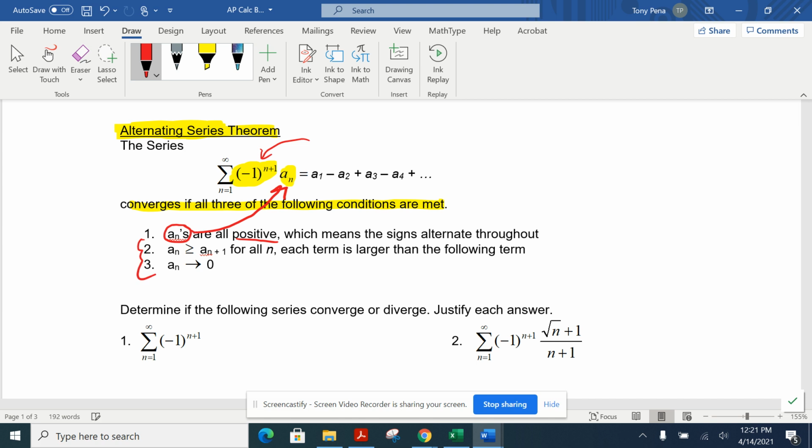Conditions 2 and 3 are pretty much saying the exact same thing. Whatever this term is here has to be greater than or equal to the next term. So if n is a 1, so that's this guy here, and I let n be a 1 here, well, a sub 1 better be greater than a sub 2. It's really a different way of thinking that our a sub n's still must go to 0. So in layman's terms, all we need to make sure of is, do we always alternate?